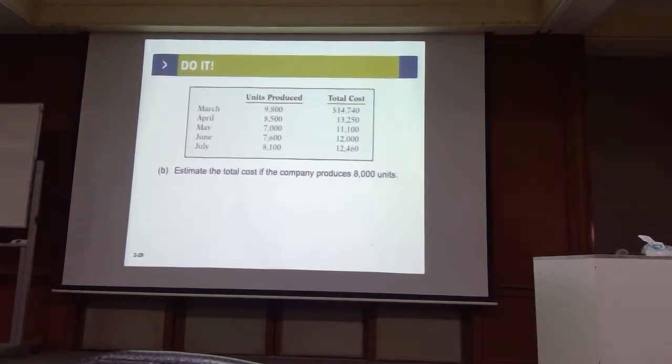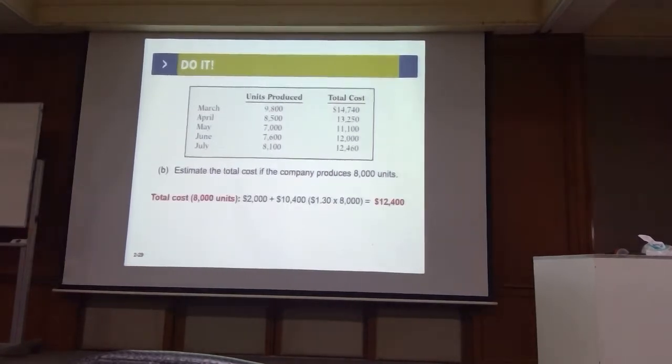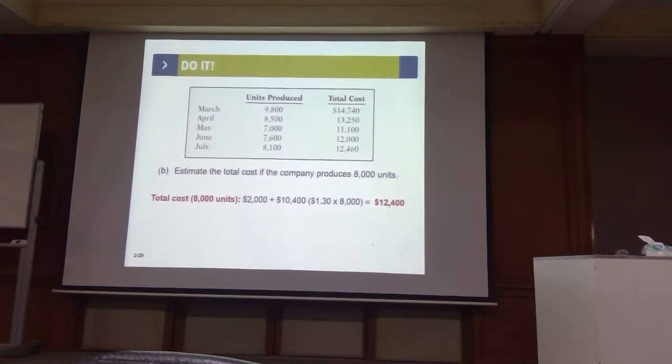Let's see, if your company produces 8,000 units, how much will the cost be? 12,400, right? So you just use information from part A and then you multiply 1.3 by 8,000 units. So this is the fixed portion and this is the variable portion, okay? So you get 12,400 as your answer.